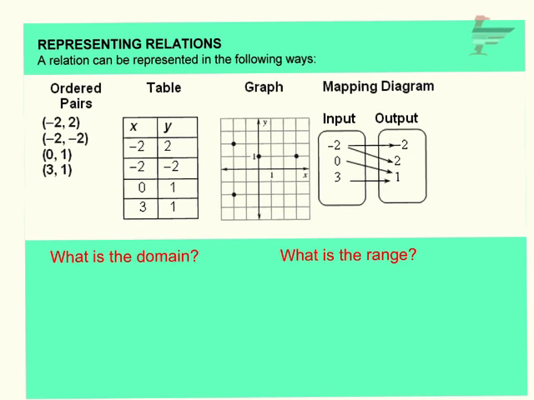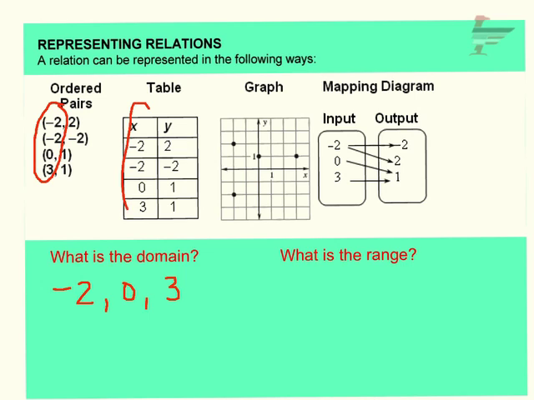A domain is a set of inputs. So for ordered pairs, the set of inputs are the x values, which are circled here, -2, 0, and 3. You will notice that -2 is listed twice, but we say what is a domain and list it only once. So the domain is -2, 0, 3.